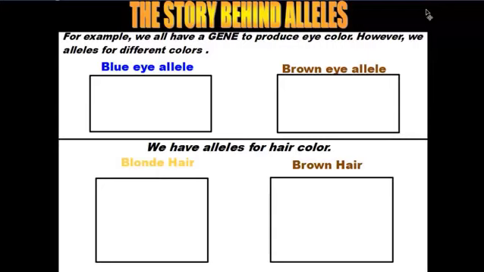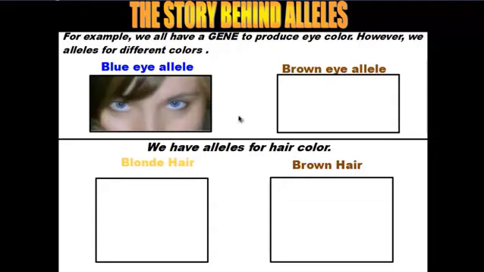And the same goes for human characteristics, except we don't count ice cream as characteristics. We have different characteristics. So, the gene to make eye color. Everyone has a gene to make some sort of eye color. However, people do have different eye colors. Some people have the blue eye allele, which is the gene that makes blue eyes. Other people have the brown eye allele, which is the gene to produce brown eyes.